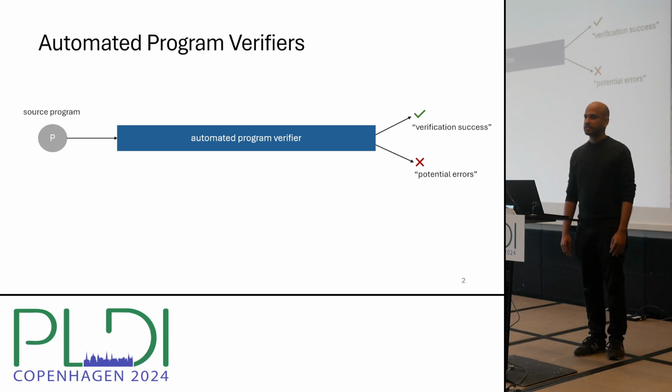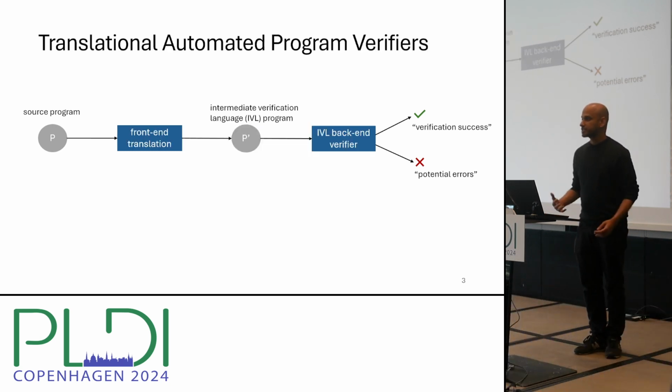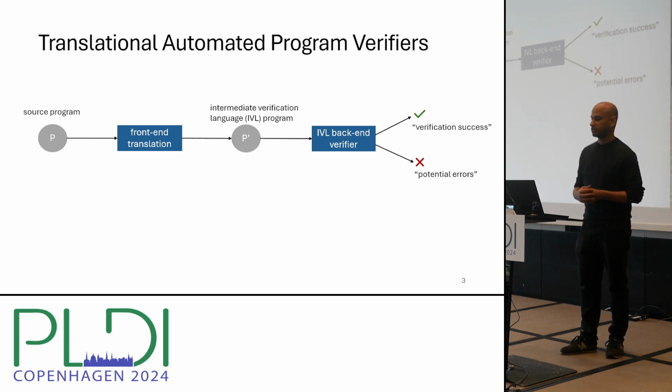Automated program verifiers try to automatically check whether a source program is correct or not with respect to some specification. Many automated program verifiers are translational verifiers. That means they first translate the source program via so-called front-end translation into an intermediate verification language, which I will abbreviate as IVL. And this IVL program is then handed to an IVL backend verifier, which tries to automatically check whether the IVL program is correct or not.